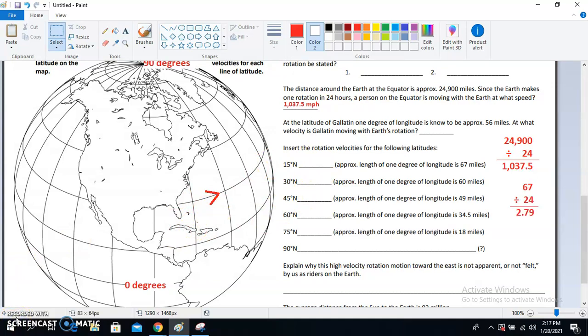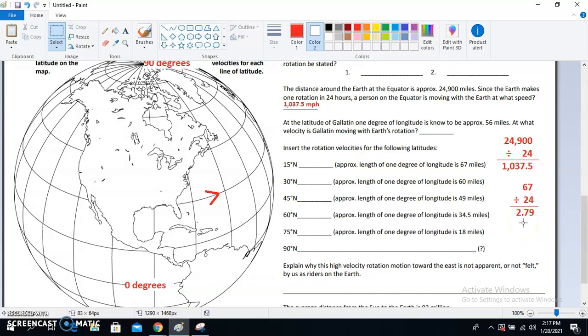Okay, so we're back again, and what I've done here is I've worked on 15 degrees north latitude. So I did what I'd done before, which was to take that number and divide it by 24 hours. So here's your 67 miles, the length of a degree of longitude, and what you can see here is your answer comes up wholly unsatisfactory. If the equator is moving at over 1,000 miles an hour, it should stand to reason that 15 degrees north of that should still be going pretty darn fast and not less than 3 miles per hour.